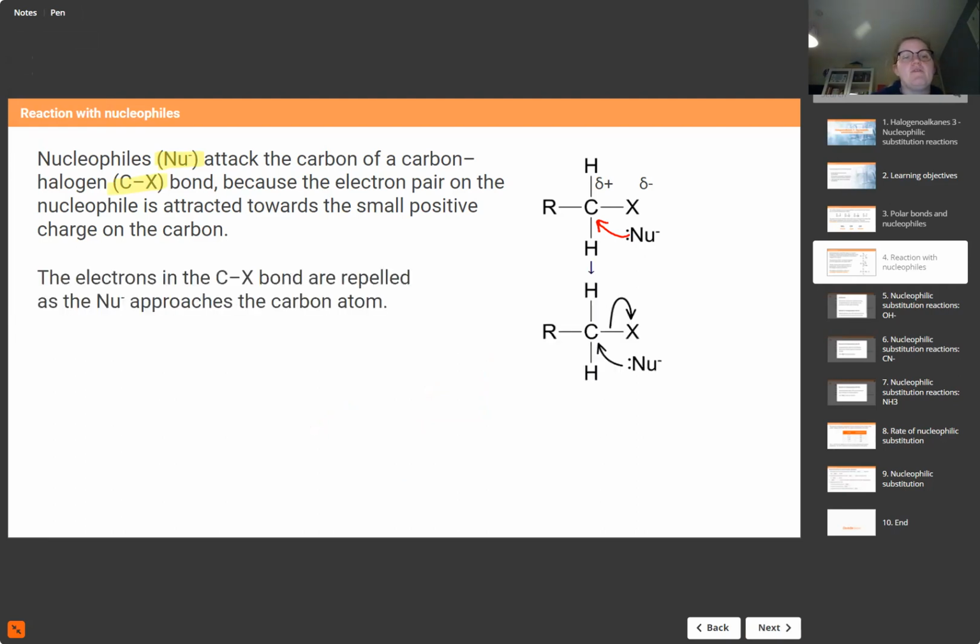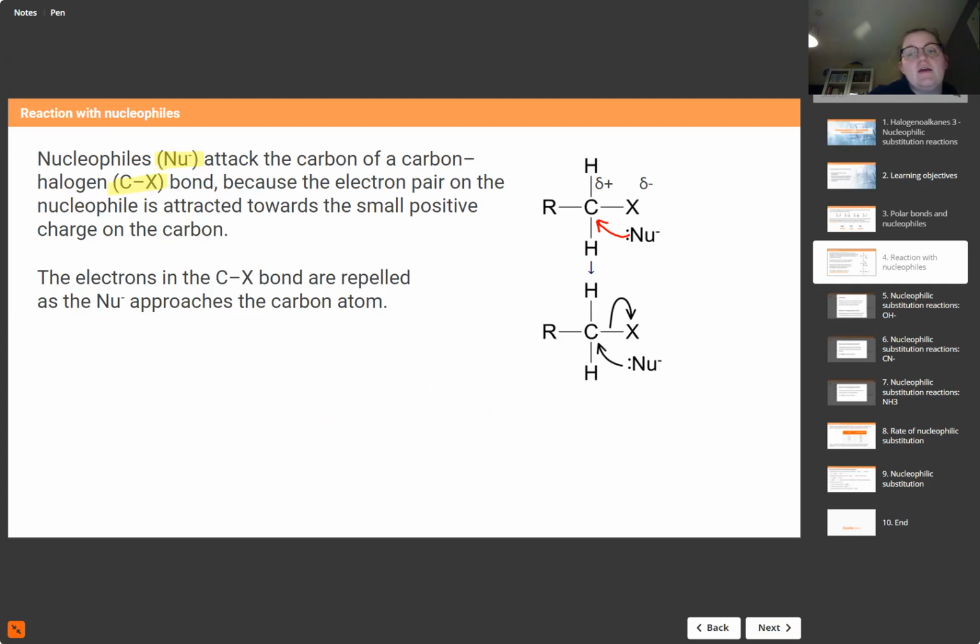So here we go. The electrons in the carbon-halogen bond are repelled as the nucleophile approaches the carbon atom. So the arrows are showing the movement of that lone pair of electrons. That movement of lone pair of electrons from the nucleophile goes to that carbon, and the electrons in the carbon-halogen bond are then attracted to just the halogen.